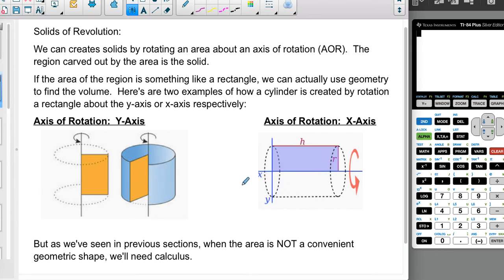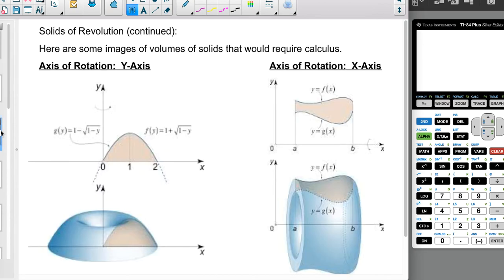As we've seen in previous sections, when the area is not some convenient geometric shape, we're going to need calculus to find this. We could find the volume of these two cylinders using geometry because, again, the rectangle that we're using is a convenient geometric shape. That makes another convenient geometric shape, which in this case is a cylinder, and we could find the volume of that. But as we pick weirder shapes, it's going to be harder to do that. So let's look forward at what happens when these are weird graphs.